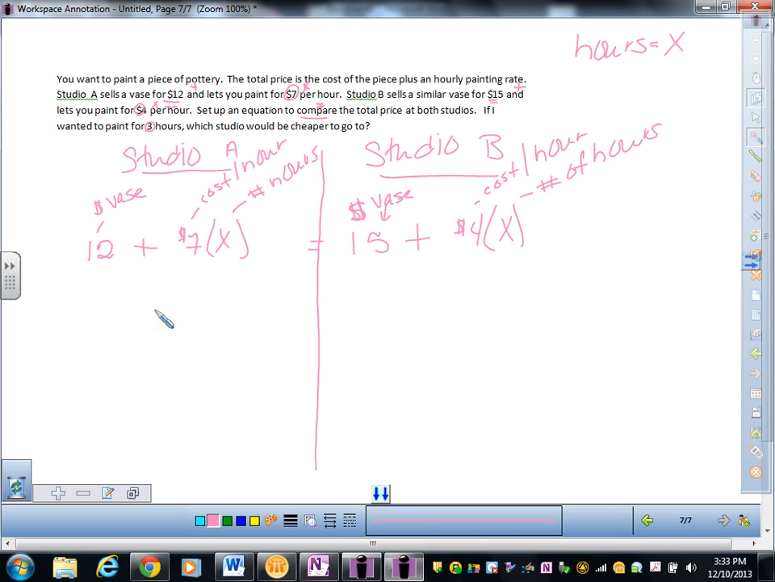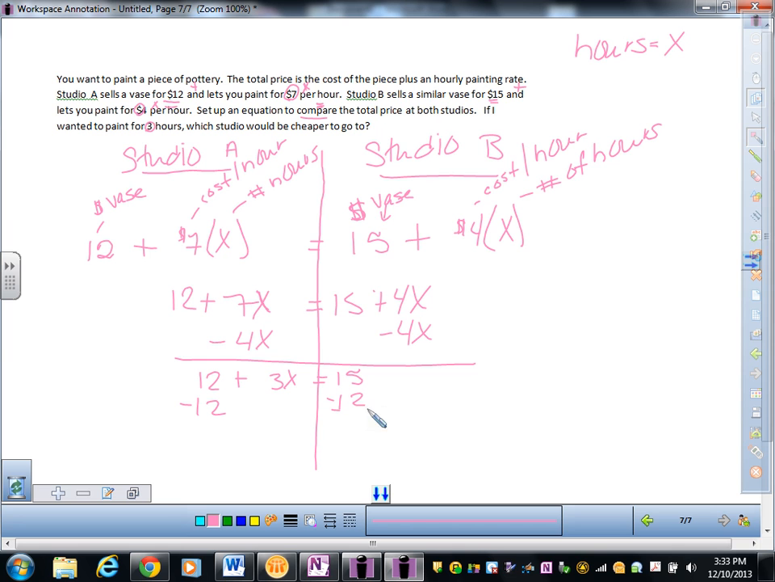Okay, and then I can go ahead and solve this. So I've got 7x plus 12 equals 15 plus 4x. I can subtract 4x from both sides, and that leaves me with 3x plus 12 equals 15. And then I can subtract 12 from both sides. That cancels out and leaves me with 3x equals 3, and then I divide both sides by 3. So x equals 1. So it's 1 hour.